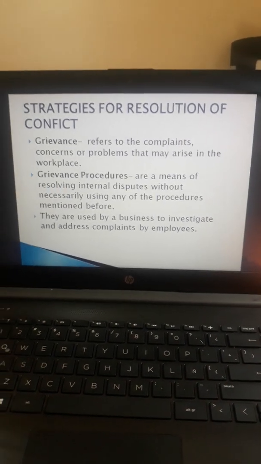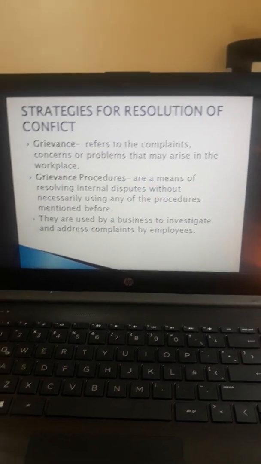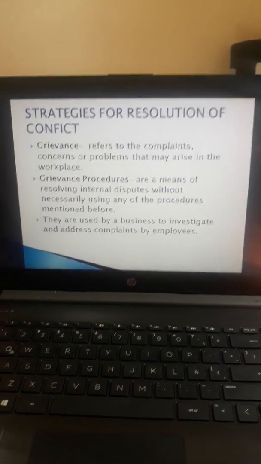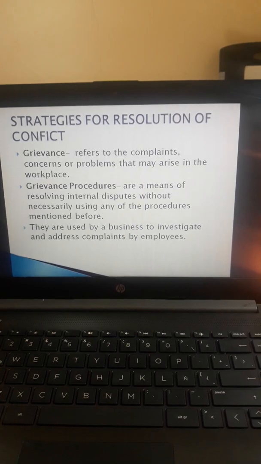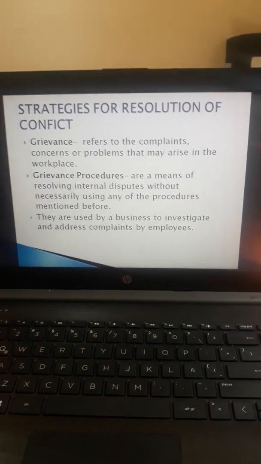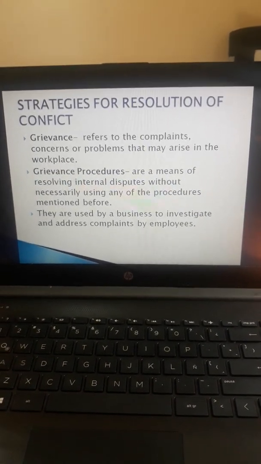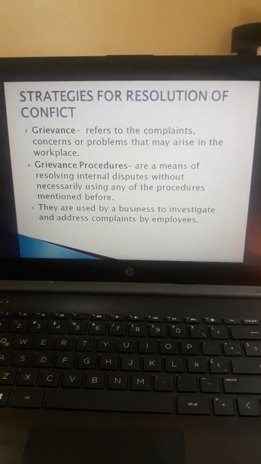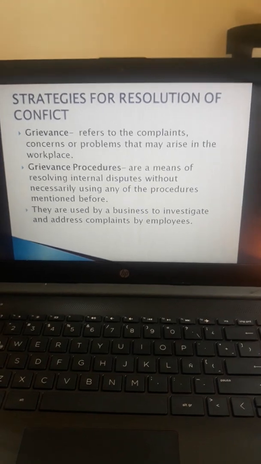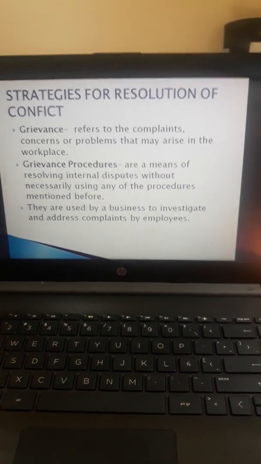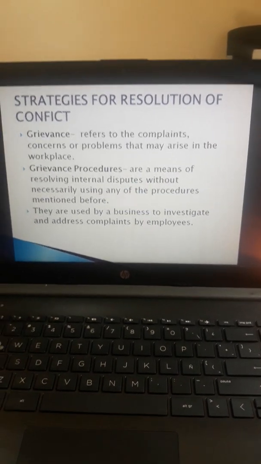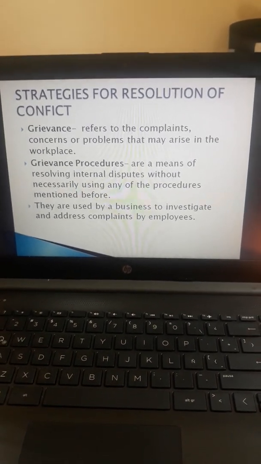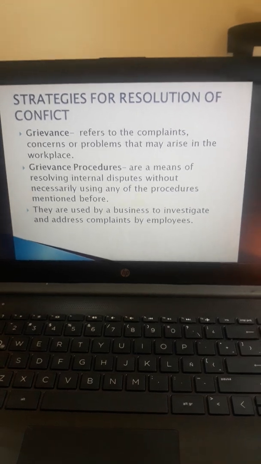And the final strategy is grievance. Grievance refers to complaints, concerns, or problems that may arise in the workplace. No workplace is perfect. So we know that in the workplace, persons can lodge complaints, or they can voice their concerns, or they can state their problems. Whichever happens within the organization, persons are entitled to lodge their complaints and so on.